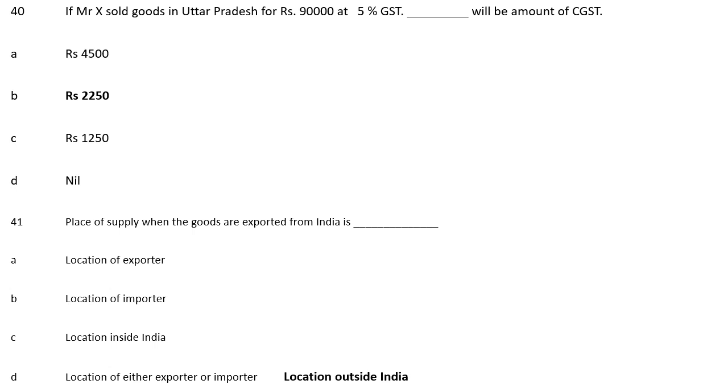The next question, 41. Place of supply when the goods are exported from India is: option A location of an exporter, option B location of an importer, option C location inside India, option D location of either exporter or importer. The correct answer is not given in the options. Your correct answer will be location outside India, which is not given. So place of supply when goods are exported from India is a location outside of India.